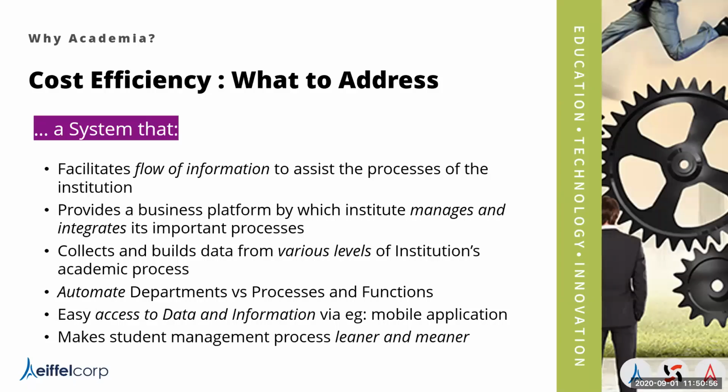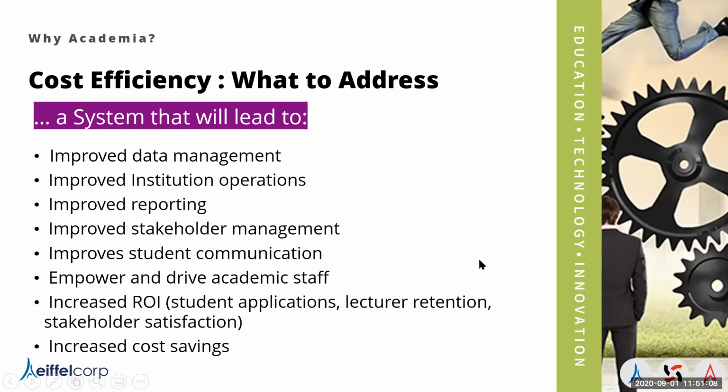And of course, to make your student management process leaner and meaner, you want to be better off once you've chosen a system and not make your life more difficult to manage, or the problems that you get from managing the system become more and not less. So if you choose right, where will that lead? Improved data management, the operations of the institution will of course be improved. The university and college can just run smoother. Definitely improved reporting for management level.